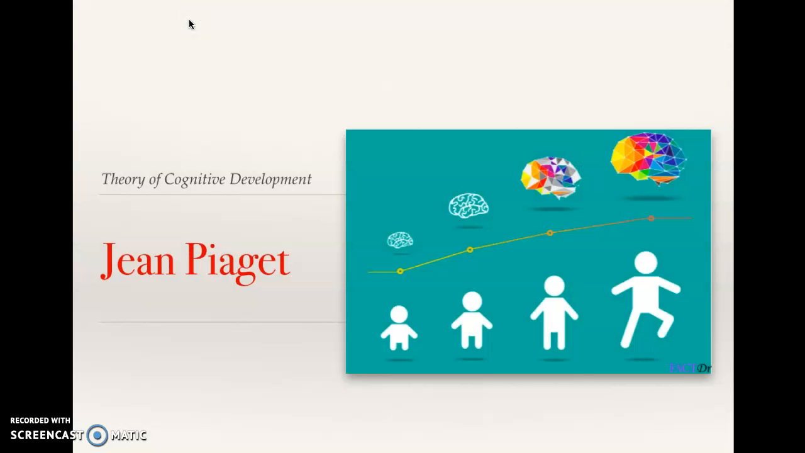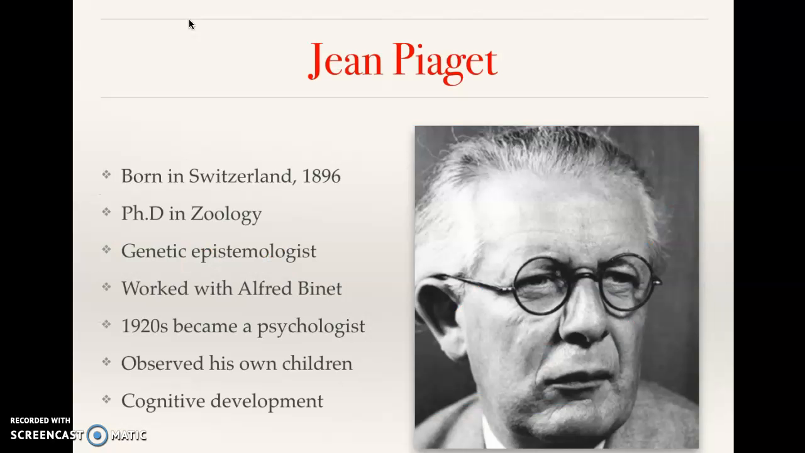Hi, this is the Theory of Cognitive Development by Jean Piaget. Jean Piaget was born in Switzerland on August 9, 1896. He developed an interest in natural sciences and received his PhD in zoology in 1918. He then became a genetic entomologist.